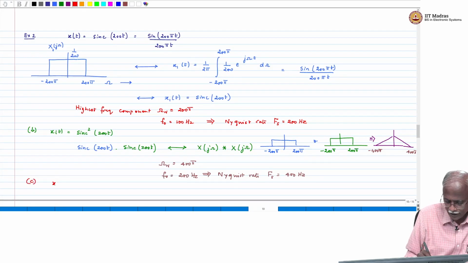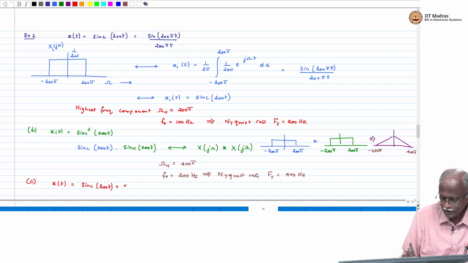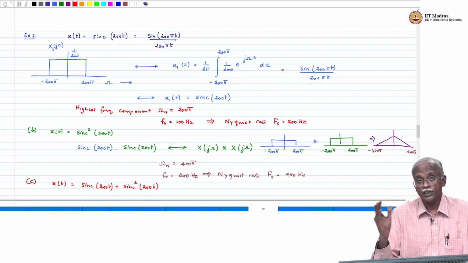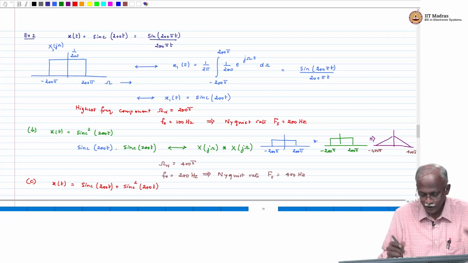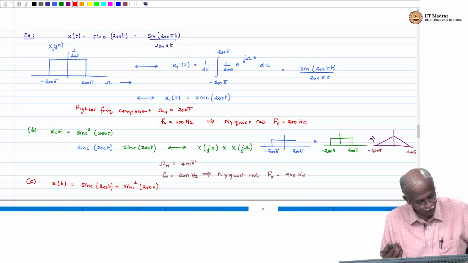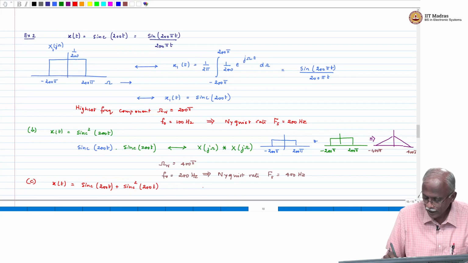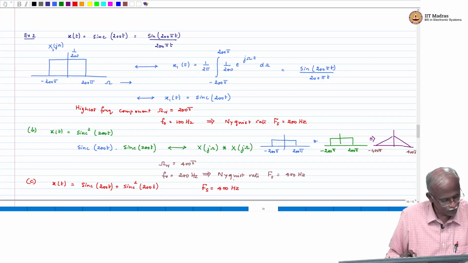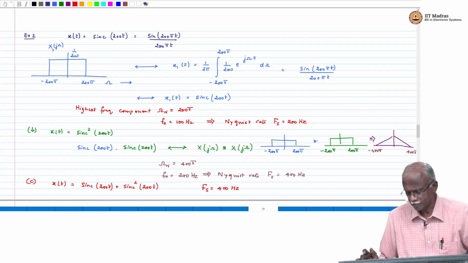Maybe one more thing that you can try out. Supposing I told you that the signal x of t was sinc 200t plus sinc squared 200t, addition of two signals. We want to look at what is the highest frequency component. Of course, you can argue that it will be based on sinc squared, which is correct, and this will tell you that in this case also the Nyquist rate will be equal to 400 hertz. I would like you to verify that.